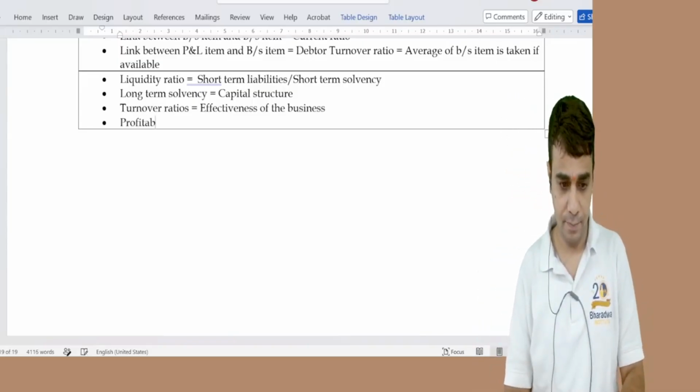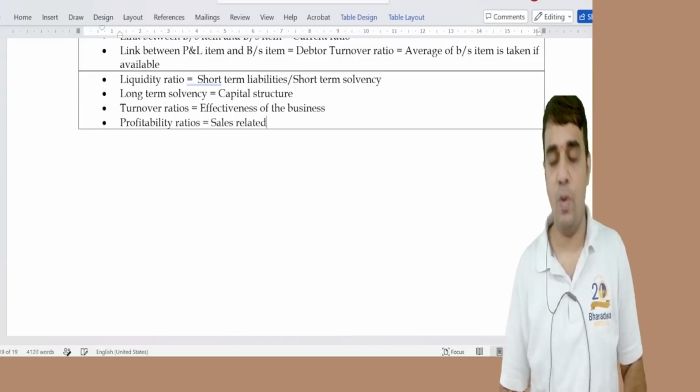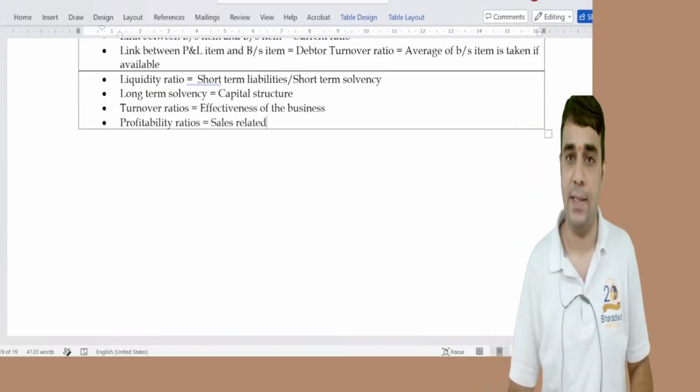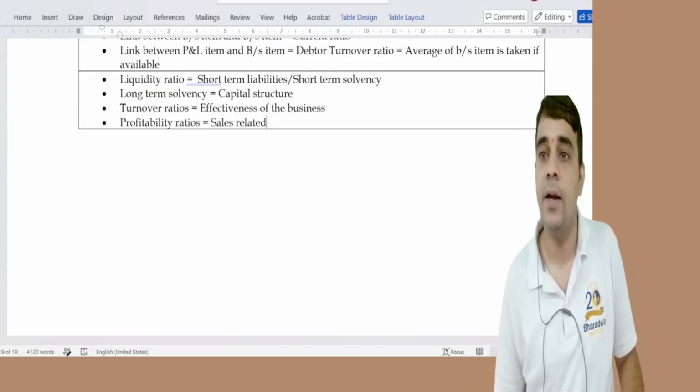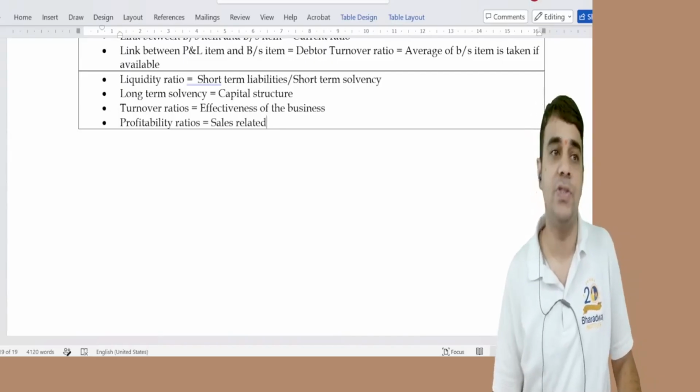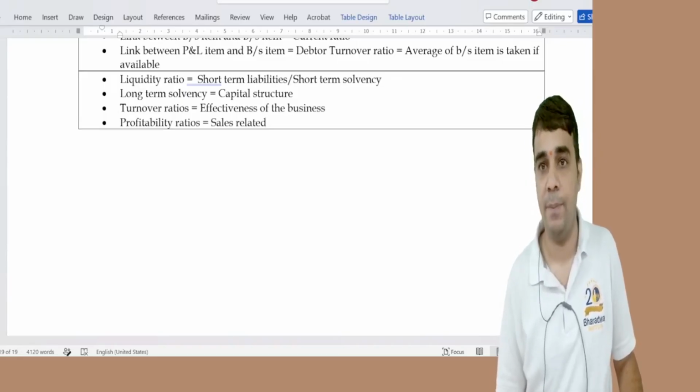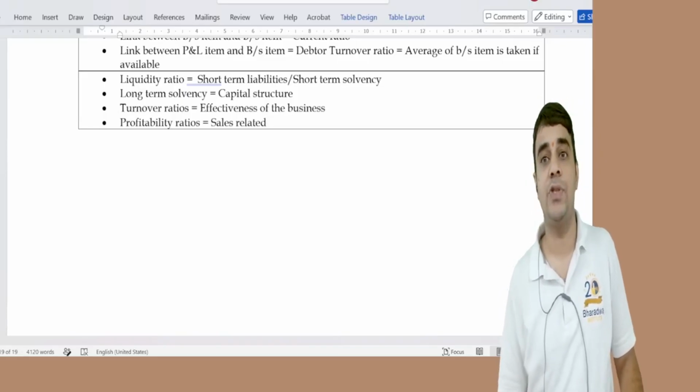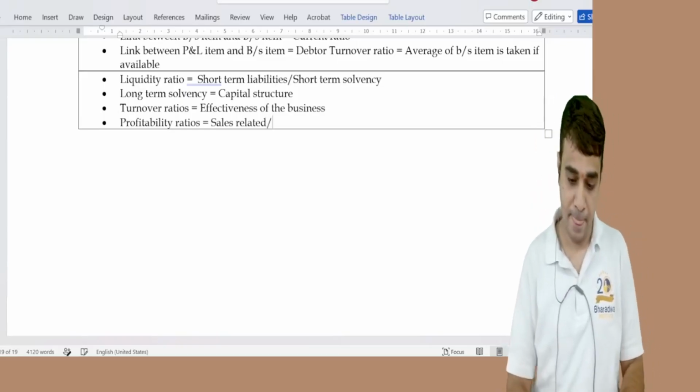Profitability ratio, sales related. What is sales related? The denominator is sales. Example, GP ratio, GP by sales. NP ratio, NP by sales. Operating profit ratio, operating profit by sales. So the denominator we use here is sales.